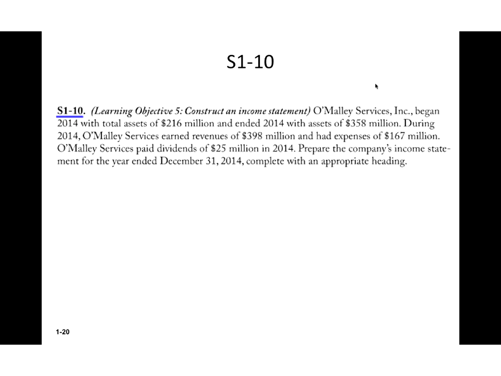Short exercise 110. Now, in short exercise 110, it tells us the company began the year with total assets of $216 million and ended with assets of $358 million. It tells us about revenues and expenses and dividends. And it says to prepare the company's income statement for the year, complete with appropriate heading.